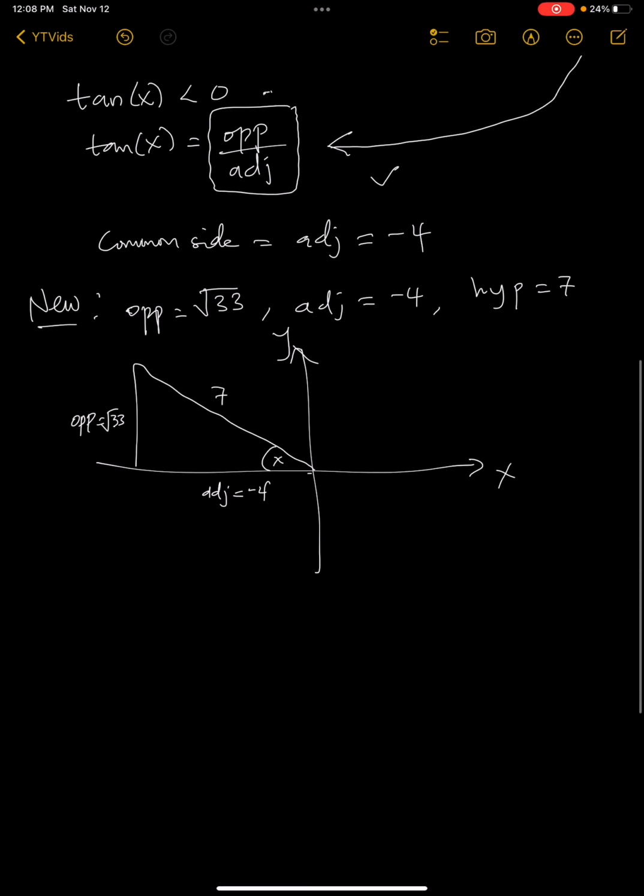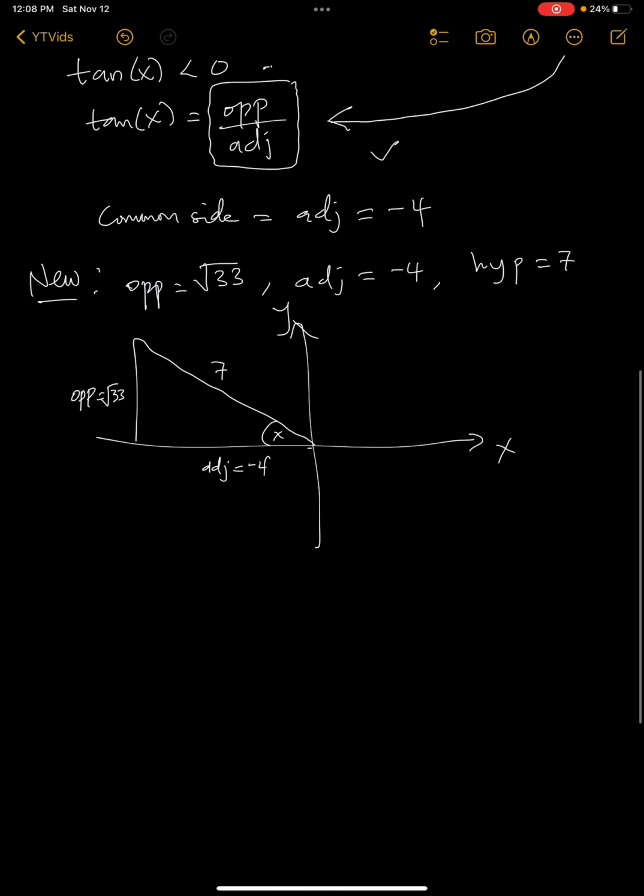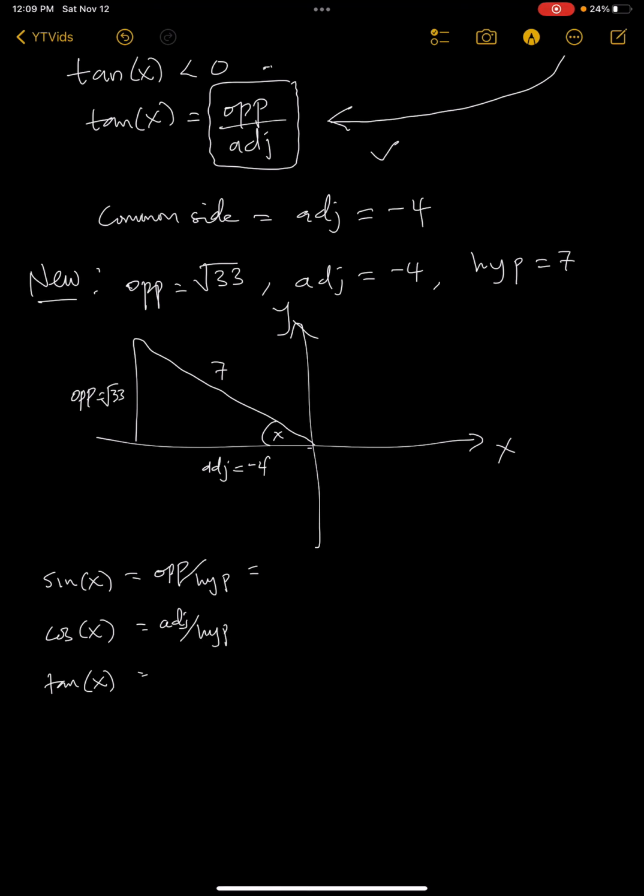Now that we know the three sides, we can find all the other trig functions. Sine is opposite over hypotenuse, cosine is adjacent over hypotenuse, and tangent is opposite over adjacent. These are the first three. So sine is root of 33 over 7. Cosine is negative 4 over 7. Tangent is root of 33 over negative 4.